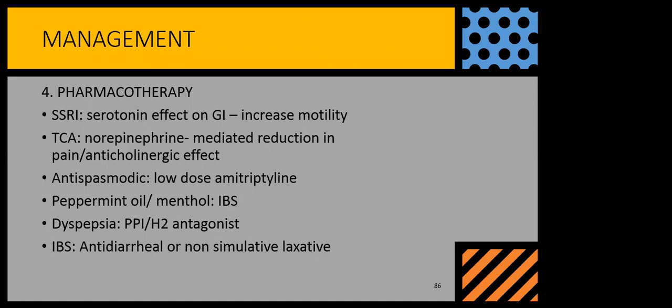For dyspepsia, because of the pain, the abdominal pain is centered in the epigastric region, so you can give a proton pump inhibitor or H2 antagonist, which can reduce the acid in the stomach. For IBS, irritable bowel syndrome, you can give anti-diarrheal or non-stimulant laxative.